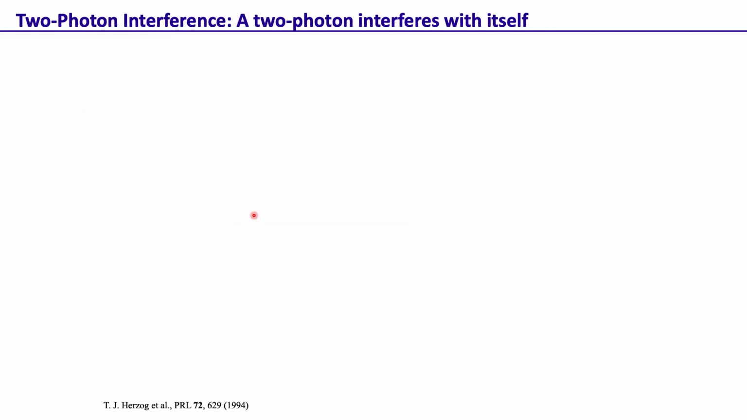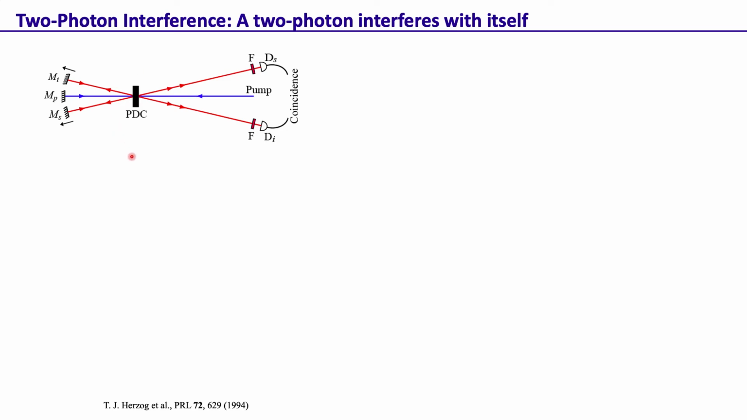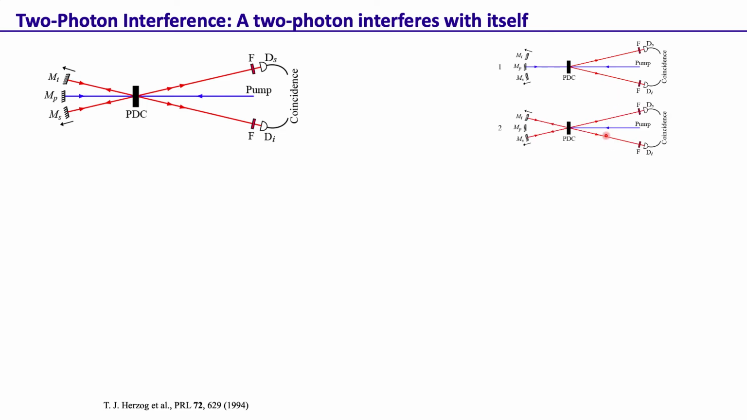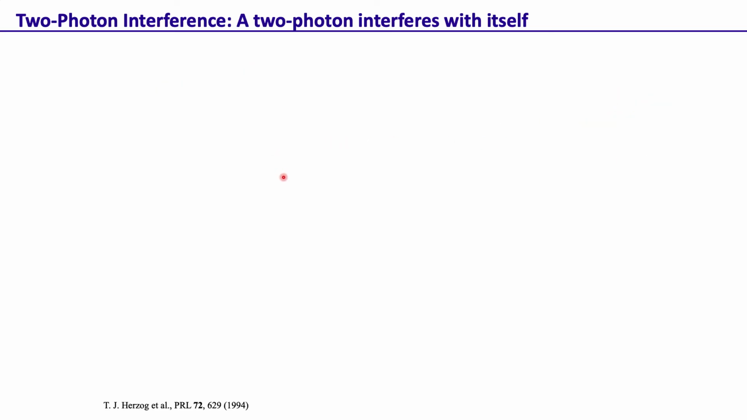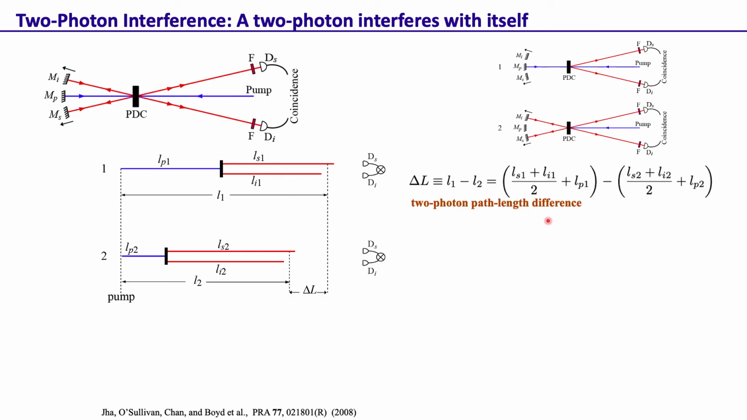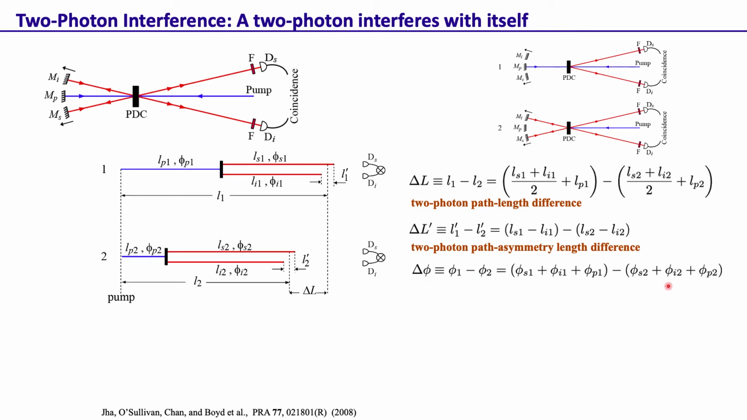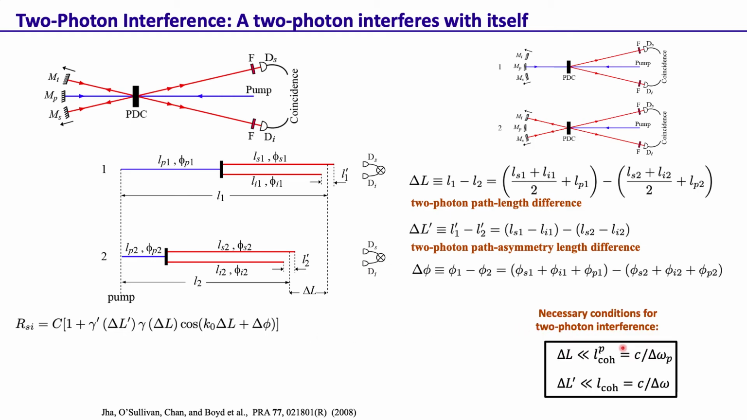So let's go very quickly through the two photon interference expression we derived. This is what we took as the generic two photon interference experiment. These were the two alternative ways in which we can have coincidence detection, and then we use these length parameters to define delta L, which we can call the two photon path length difference. We also define delta L prime, which we can call the two photon path asymmetry length difference, and we put all these phases together to define delta phi. This was the expression for the two photon coincidence count rate that we derived, and correspondingly we had two necessary conditions for two photon interference.